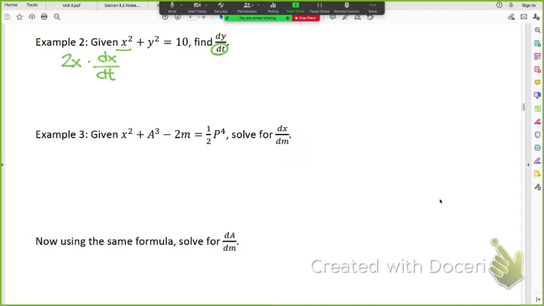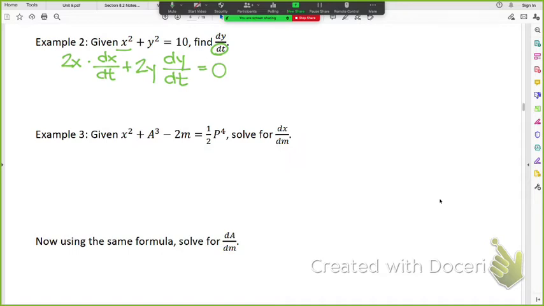Does y match the variable on the bottom? No. So I take the derivative of y, which is what? 2y dy dt. 10 does not have a variable, so what is my derivative? 0. We can still get dy dt by itself. That's all we have to do.